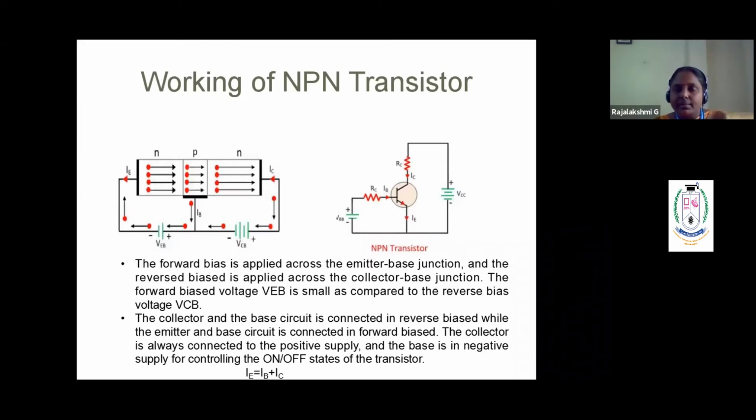Same way, the right-hand side circuit diagram shows the same thing, only as a circuit diagram. So it is an NPN transistor. How will you identify an NPN transistor? When the arrow points outwards. It is shown here as a common emitter configuration. The emitter is connected common to both the input and output.